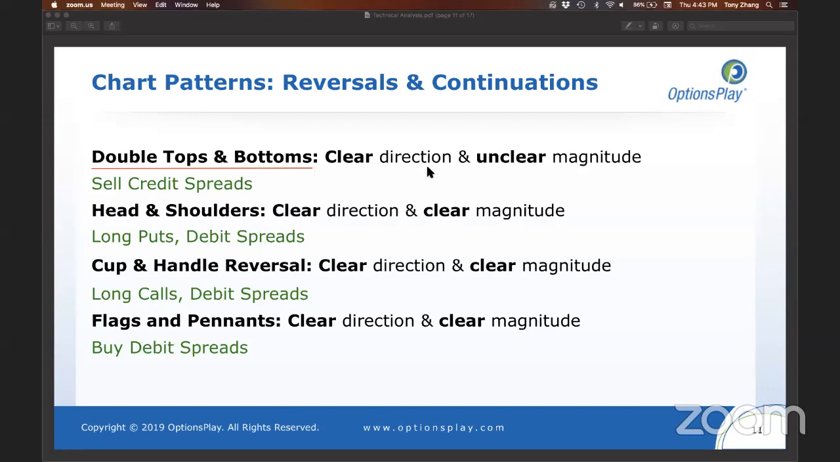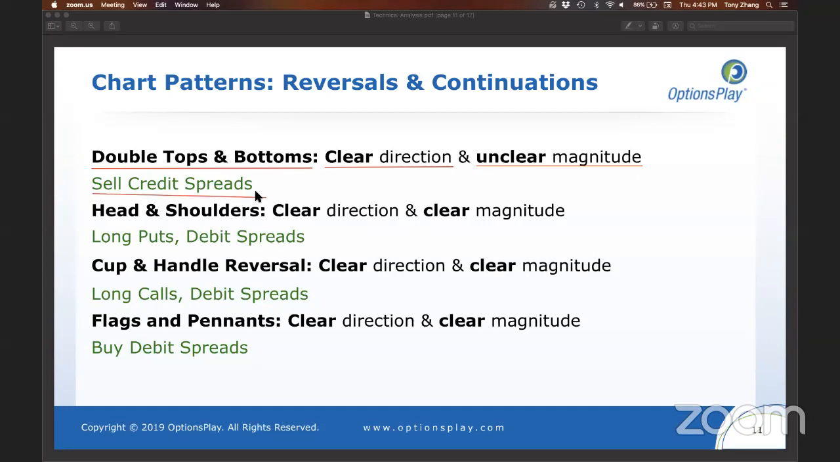So the thing about double tops and bottoms is that they give you a clear sense for direction, but keep in mind that a double top or bottom does not give you any sense for magnitude. Just because the stock hits a level twice does not mean that it's going to reverse $1 or $5 or $10. There's nothing in the fact that a double top is formed that gives you a sense for how far it's going to reverse.